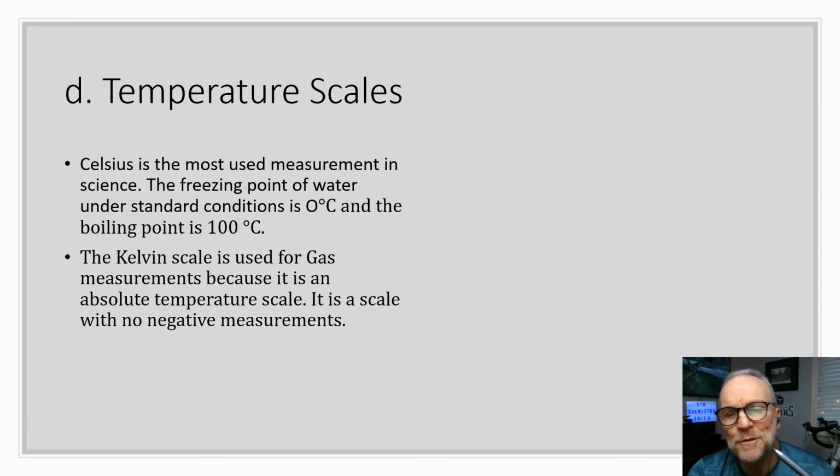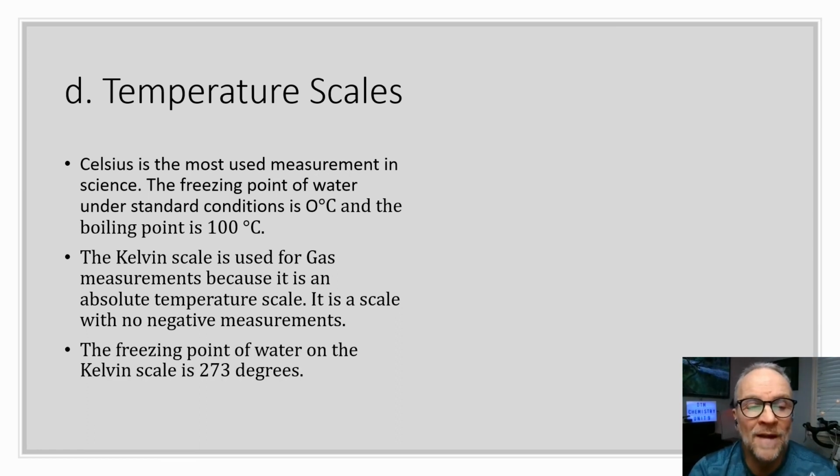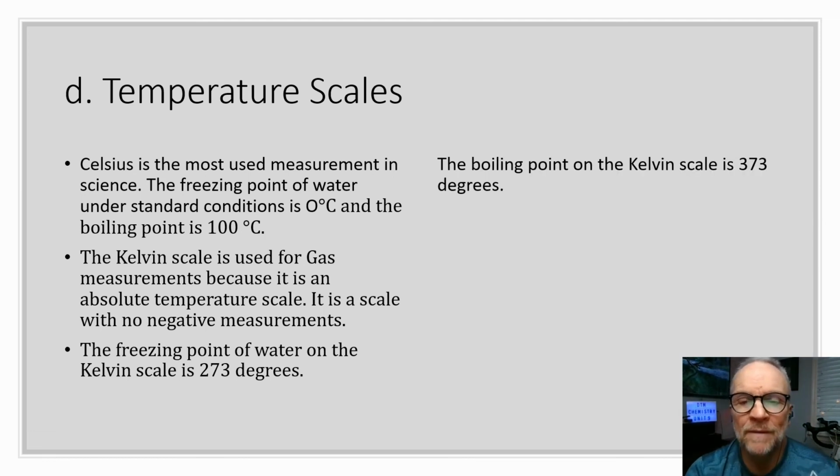This temperature scale makes it really nice when you're making predictions about gases, because you can predict how an increase in temperature will affect the volume, or a decrease in pressure will affect the temperature, for example. So the Kelvin scale is used because it helps make the variables within a gas very predictable given that they're in an ideal state. The freezing point of water on the Kelvin scale is 273 degrees, and the boiling point is 373 degrees.